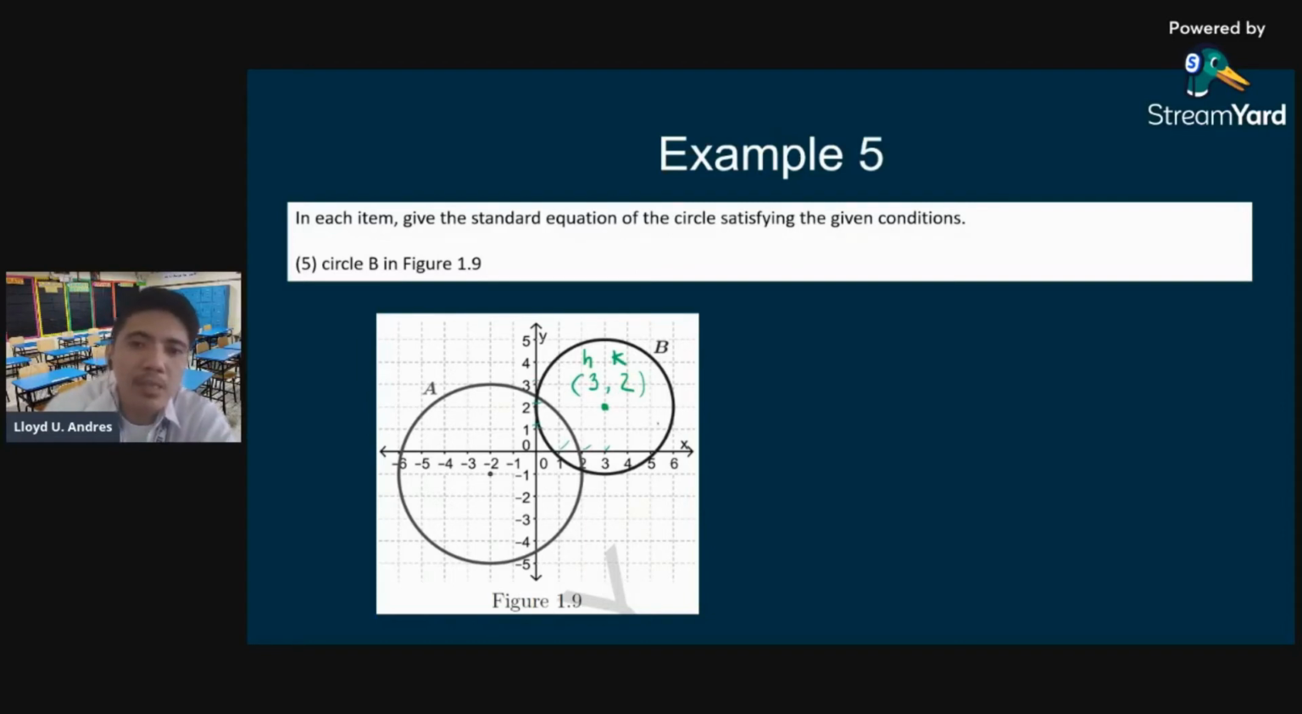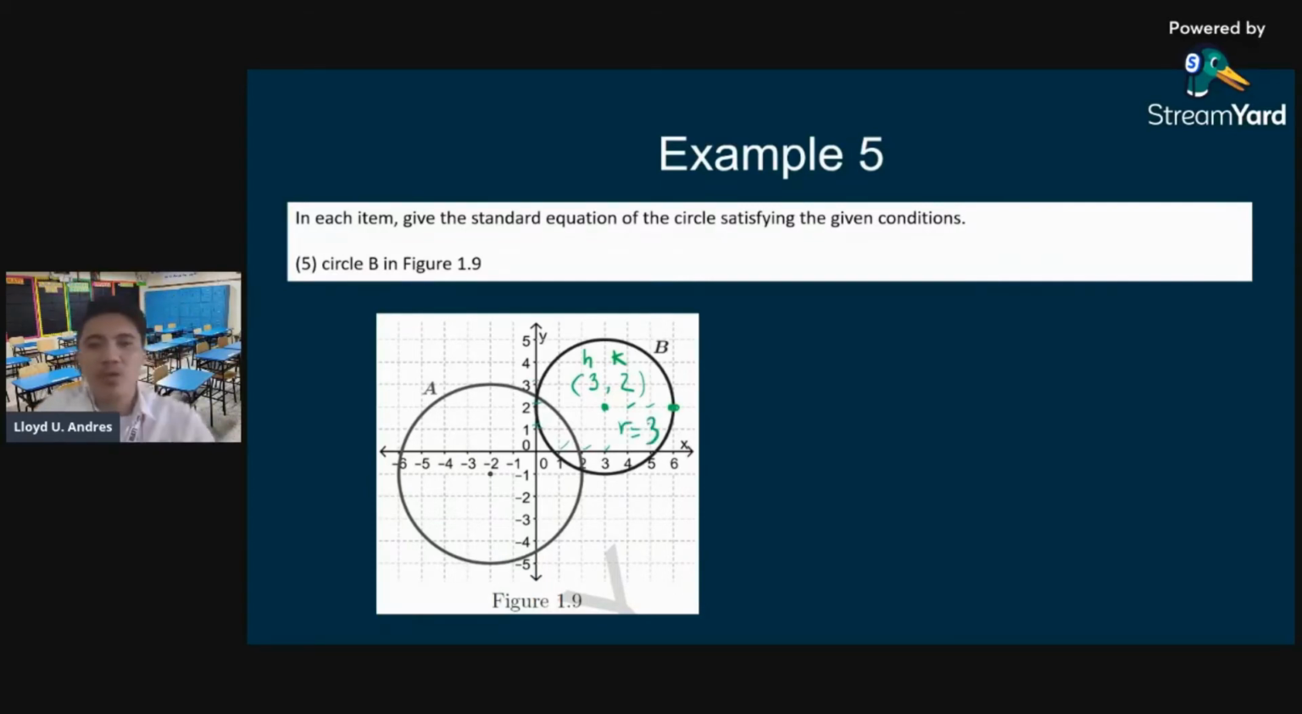And then, next we need to determine the radius. So we count from the center, going upward, downward, or sideways. This time we try going sideways. From here to the right, we have 1, 2, 3. So we have 3 units from the center to the circle. Therefore, our radius is 3.